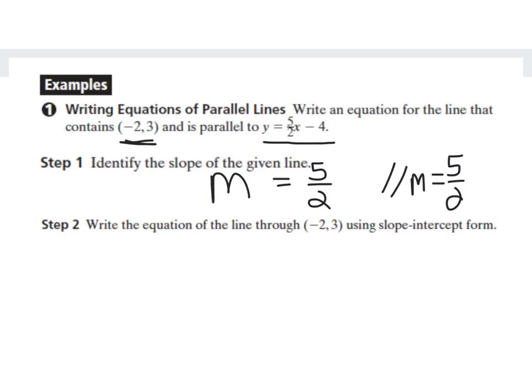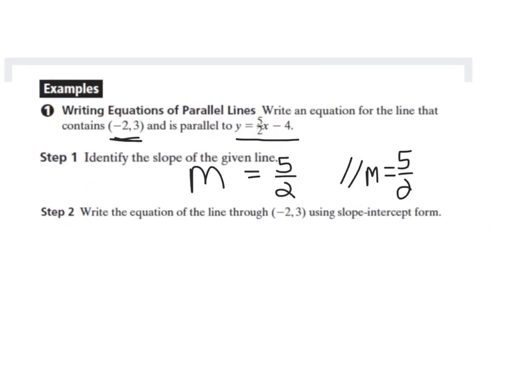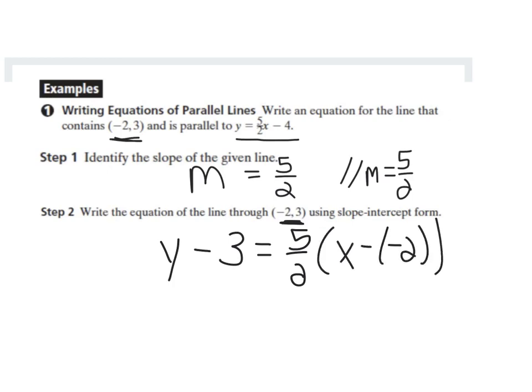Okay, so now we have a slope and we have a point, right? We have a point right here. So we can use our point-slope form or formula and say y minus the y value, which is 3, equals our slope, which is 5/2, times the quantity x minus that -2. Okay, so we're gonna have to watch our double negatives there.